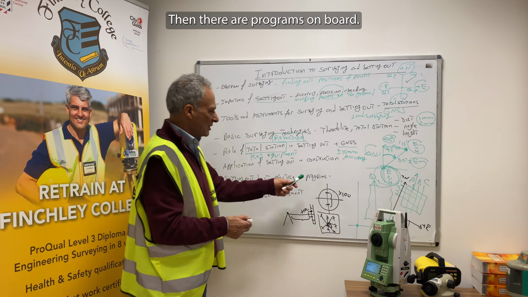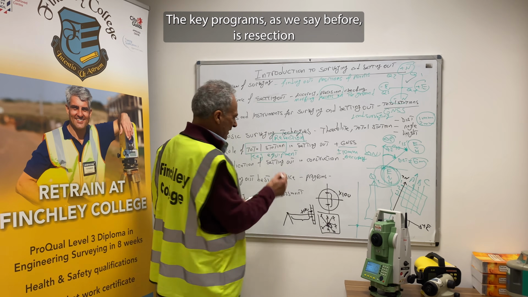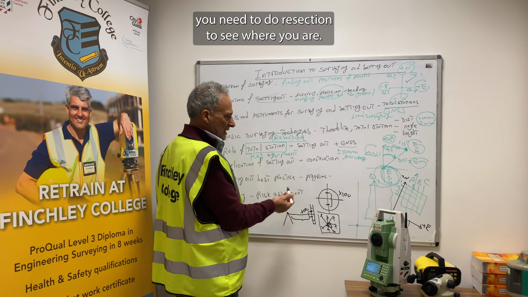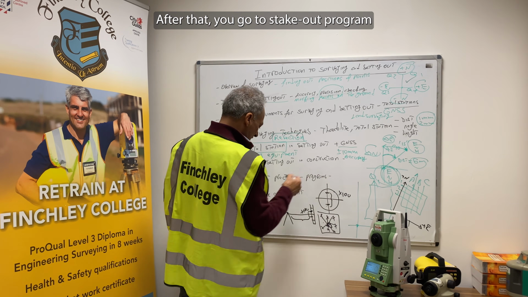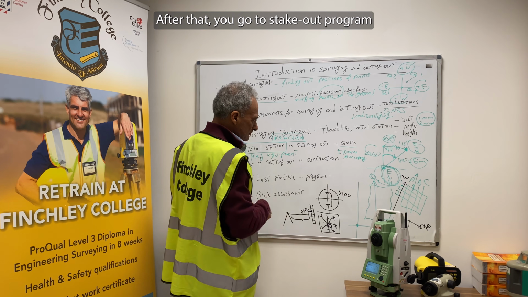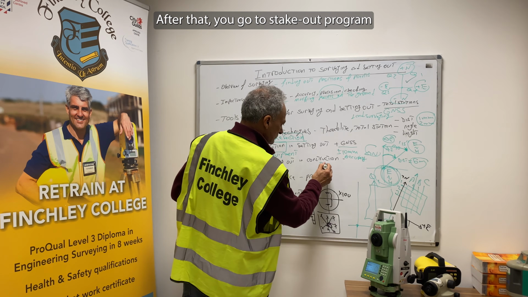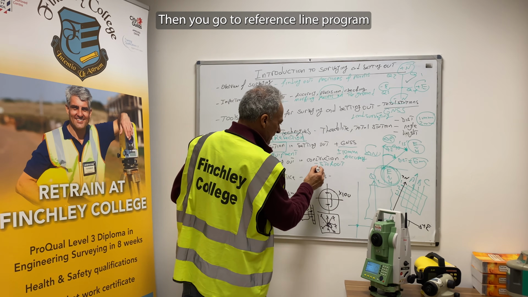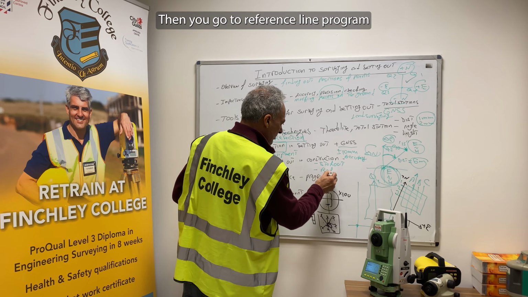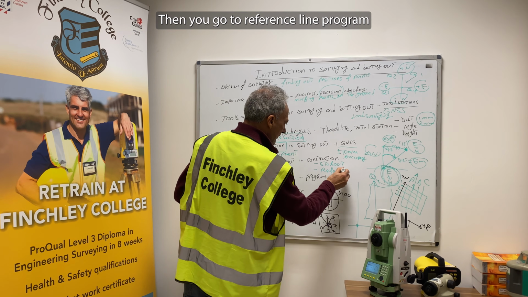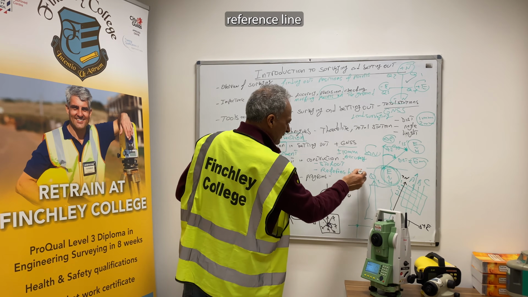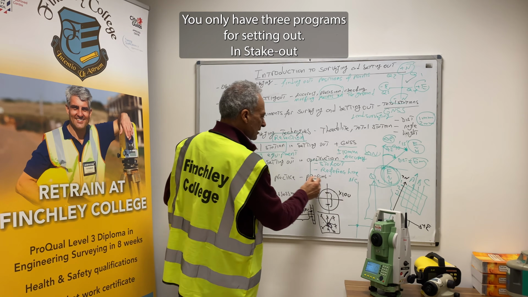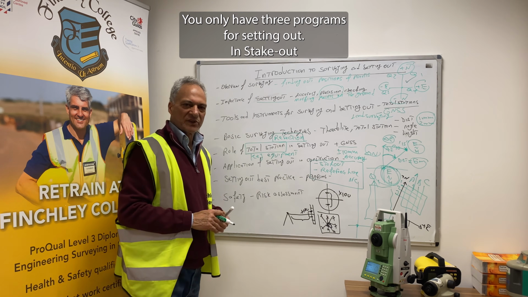Then there are programs on board. The key programs, as we said before, are resection, which you need to do to see where you are. After that, you go to the stakeout program. Then you go to the reference line program, or reference arc. And that is all there is. You only have 3 programs for setting out.